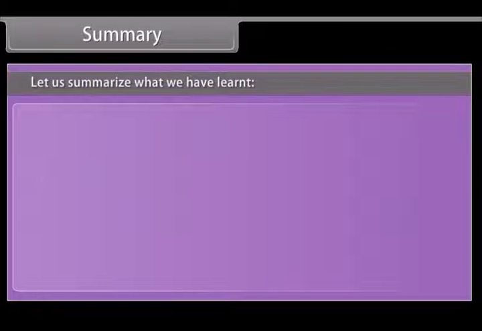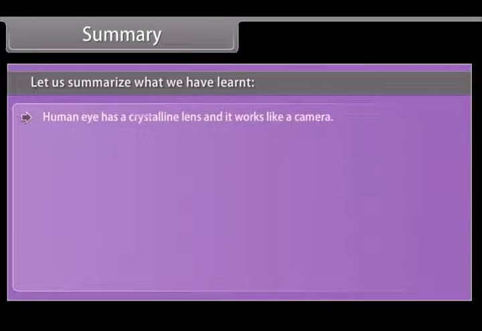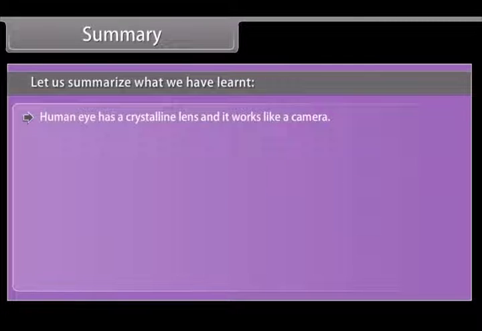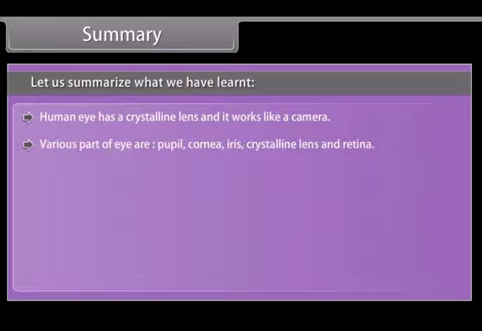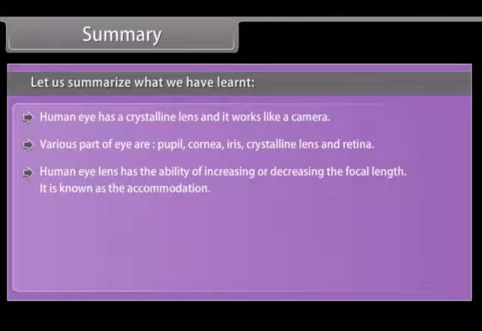Summary. Let us summarize what we have learned. The human eye has a crystalline lens and it works like a camera. Various parts of the eye are pupil, cornea, iris, crystalline lens, and retina. The human eye lens has the ability of increasing or decreasing the focal length. It is known as the accommodation.